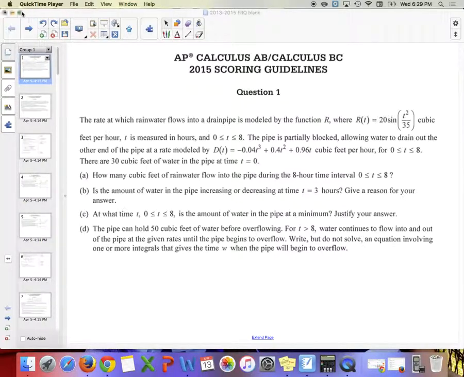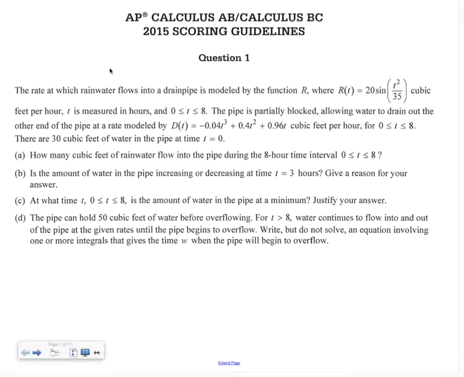All right, question number 1 says the rate at which rainwater flows into a drain pipe is modeled by the function r, where r of t equals 20 sine of t squared over 35 cubic feet per hour, where t is measured in hours and t is between 0 and 8. The pipe is partially blocked, allowing water to drain out of the other end of the pipe at a rate modeled by d of t, is negative 0.04 t cubed plus 0.4 t squared plus 0.96 t cubic feet per hour between 0 and 8 again. There are 30 cubic feet of water in the pipe at time t equals 0.